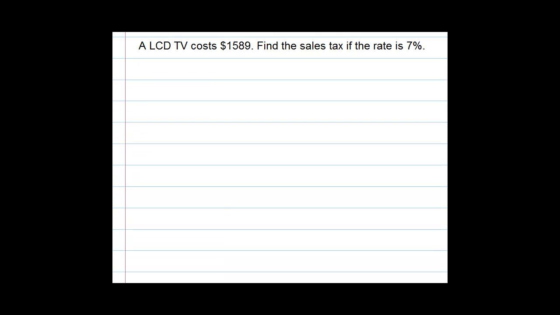An LCD TV costs $1,589. Find the sales tax if the tax rate is 7%. Well, I'm going to write our formula down. We know that the amount of sales tax equals the tax rate, or the percent rate, multiplied by the cost of the merchandise, or the base.